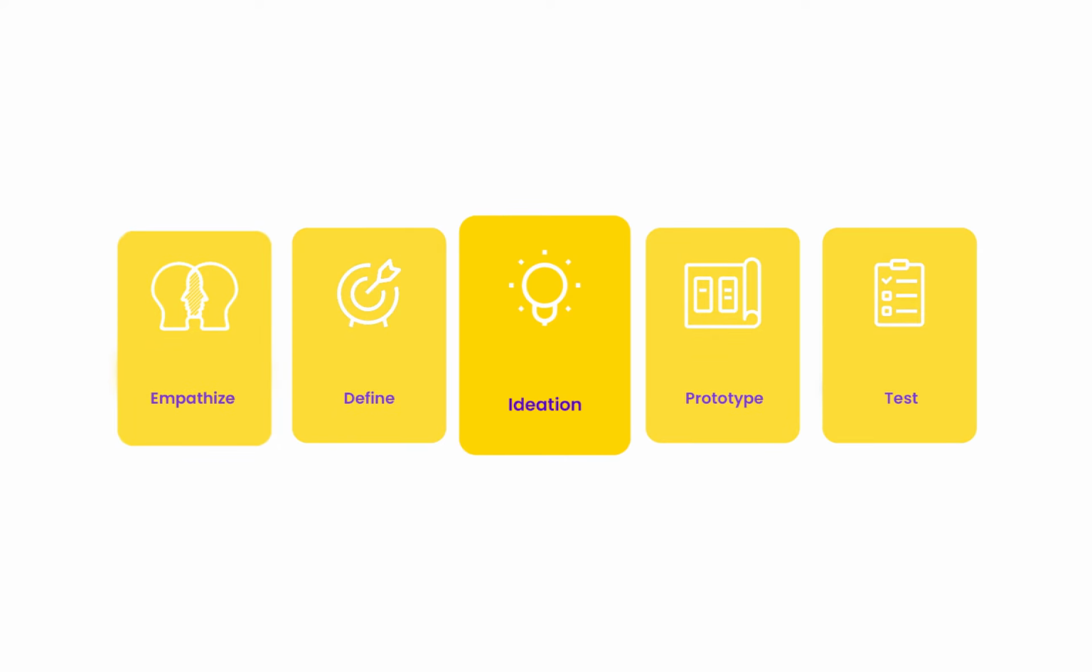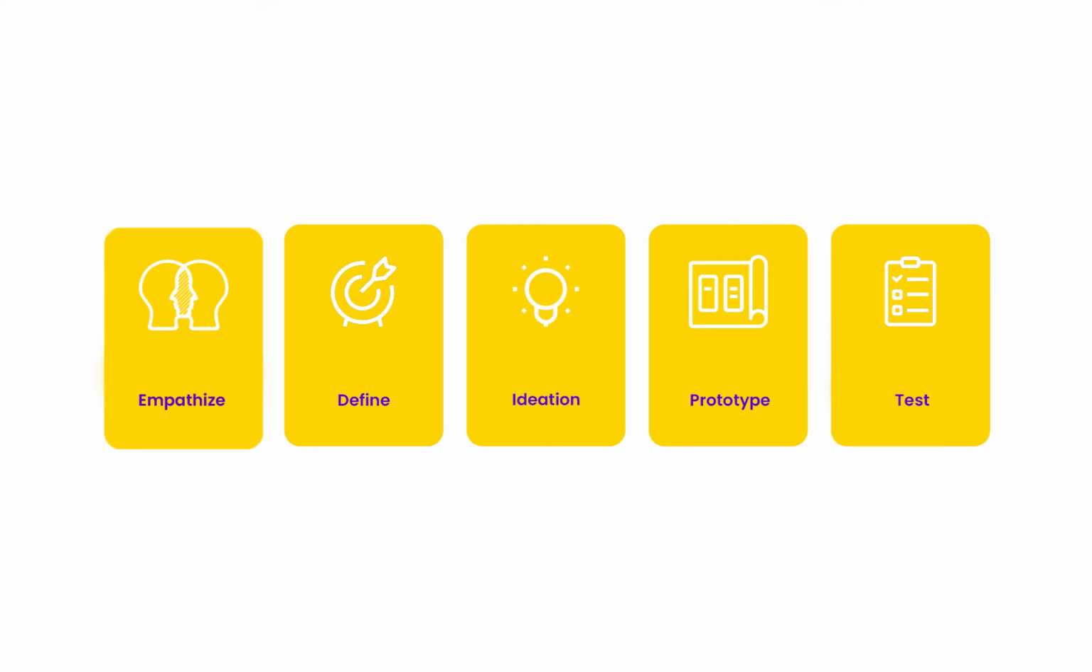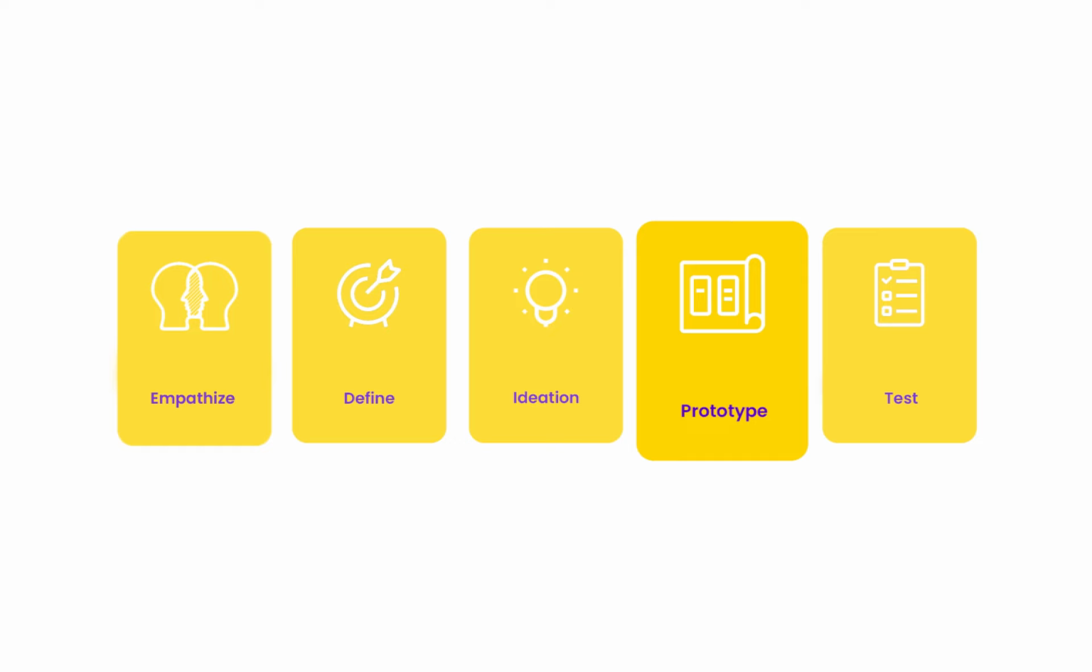Stage 3 is ideation. In this stage, we generate a lot of ideas or solutions for the problems. The problems which we defined in the define stage, we generate ideas and solutions for in this stage only. Once we have generated a lot of ideas and solutions, we take them to the next stage, which is called prototype. That is the 4th stage in the design thinking process.